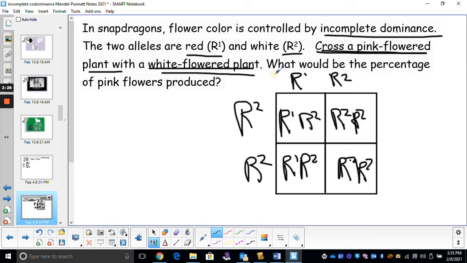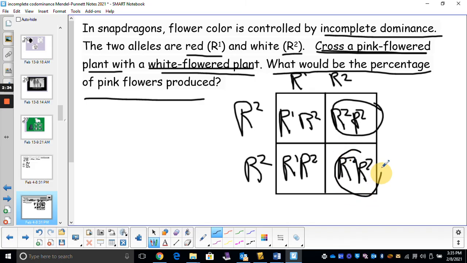So my question is, what percent would be pink flowers? Well, R2 R2, those represent white alleles and white alleles. They would both be white. So R1 R2, or one red allele, one white allele, that'd be pink. One red allele, one white allele, that'd be pink. So both of these, or 2 out of 4, would be pink. So 50% would be pink flowers.